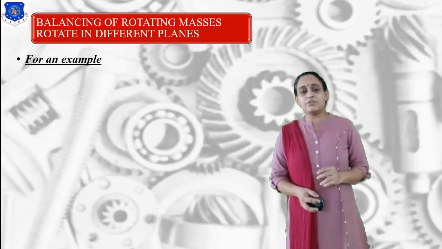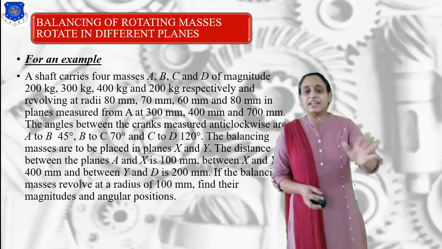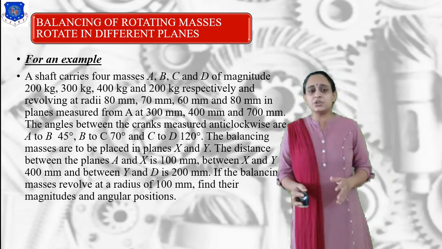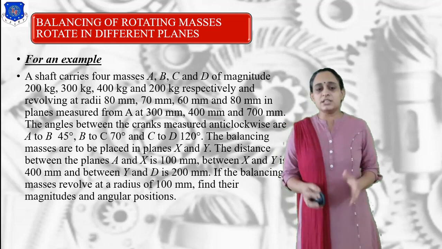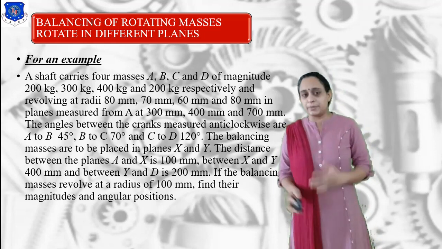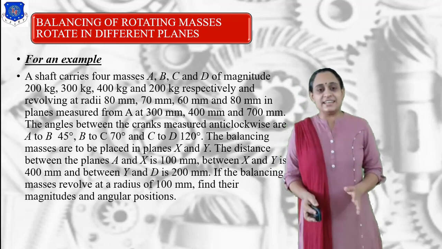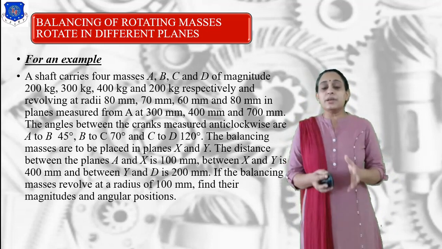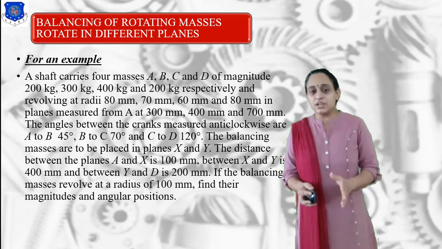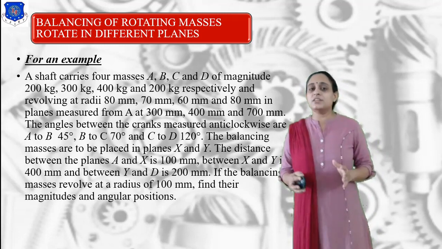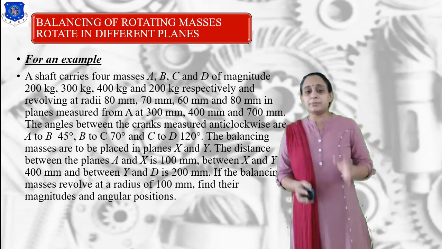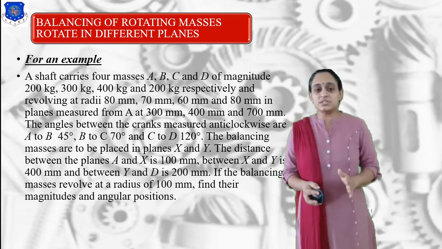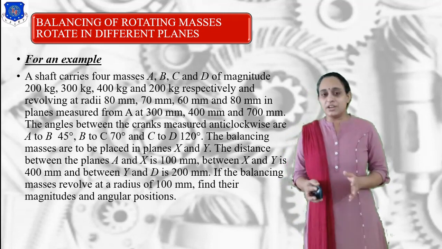Here, for example, there is a shaft that carries 4 masses A, B, C and D of magnitude 200 kg, 300 kg, 400 kg and 200 kg respectively, revolving at radii 80 mm, 70 mm, 60 mm and 80 mm in planes measured from A at 300 mm, 400 mm and 700 mm. The angles between the cranks measured anti-clockwise are from A to B 45 degrees, B to C 70 degrees, C to D 120 degrees.